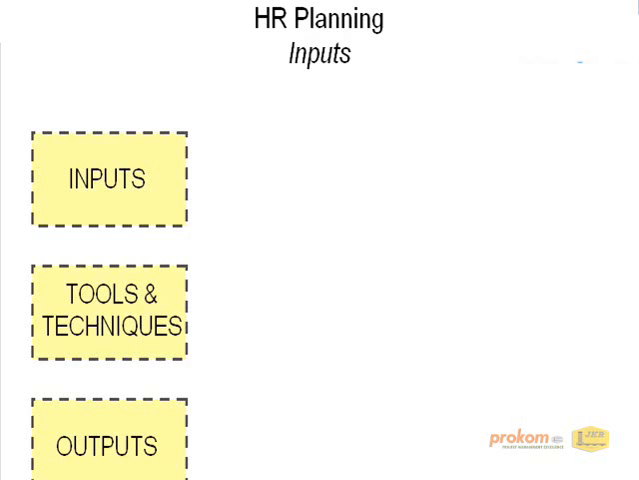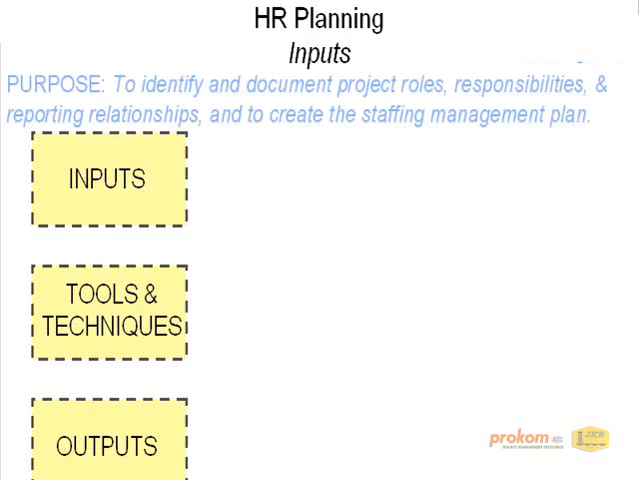In this movie, we'll begin a review of the human resource planning process, starting with an introduction of the process and then moving on to the process's inputs. As a refresher, the purpose of the process is to identify and document the project roles, responsibilities, and reporting relationships, and to create the staffing management plan.